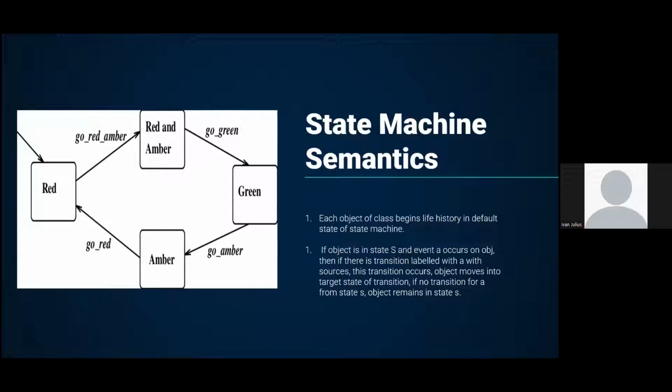with A whose source is S, the transition occurs and the object moves into the target state of the transition. If there is no transition from state S, the object remains in state S.